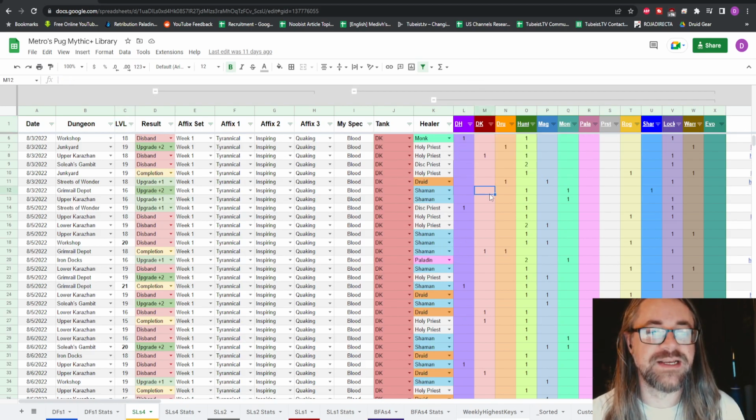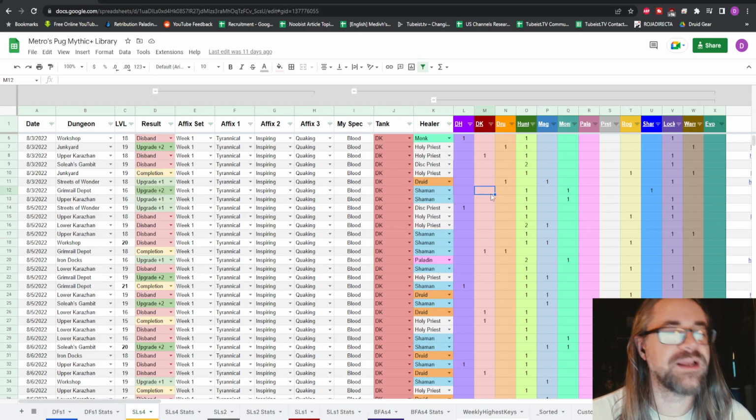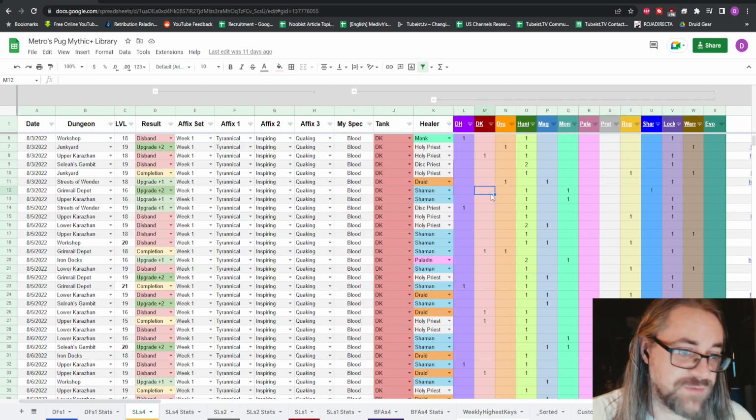And this is important because in season 4, there's not really a lot of learning in Shadowlands going on, unfortunately. But in season 1 of Dragonflight, a lot of this stuff is going to be brand new to people.